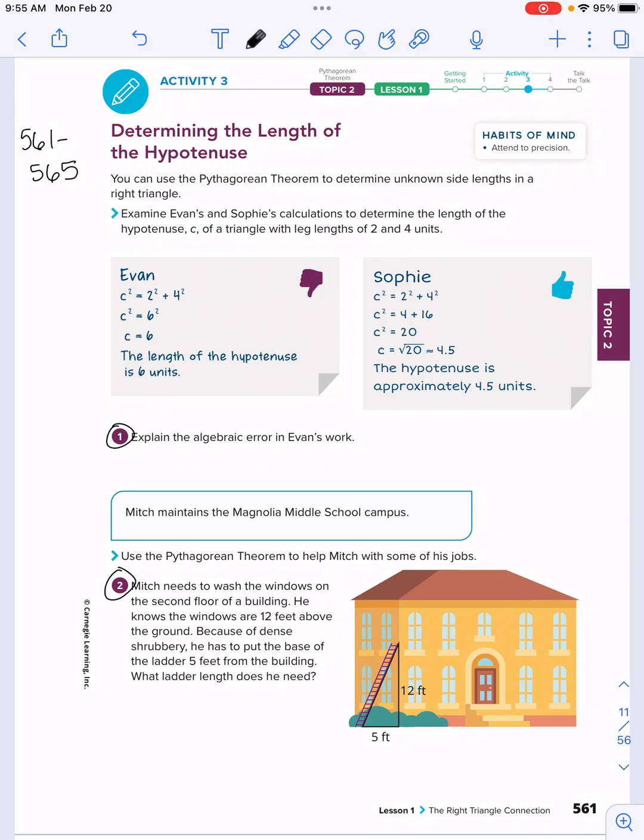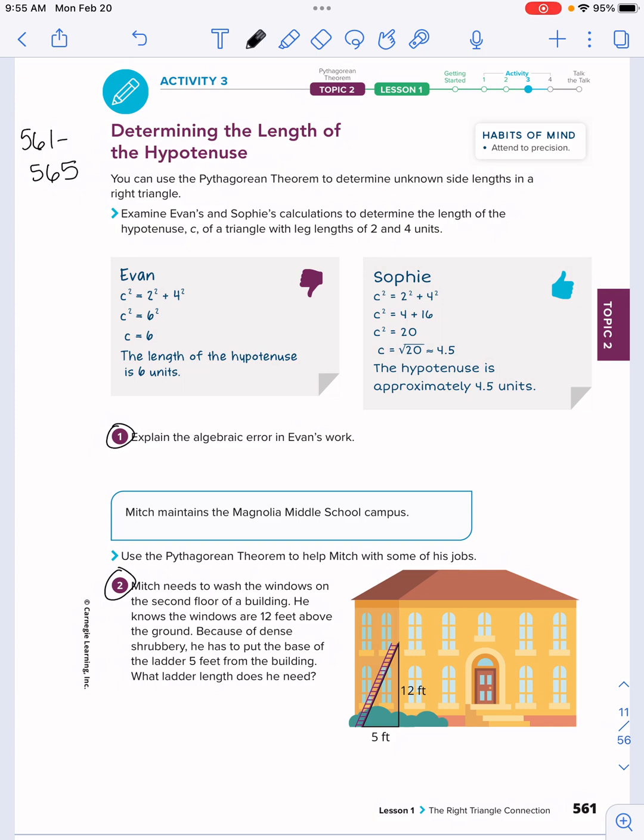This video is starting on 561. We're working on Module 4, Topic 2, Lesson 1. We're going to be going over Activity 3 and 4, and then assigning our assignment at the end. So starting with 561, this Activity 3 is determining the length of the hypotenuse.